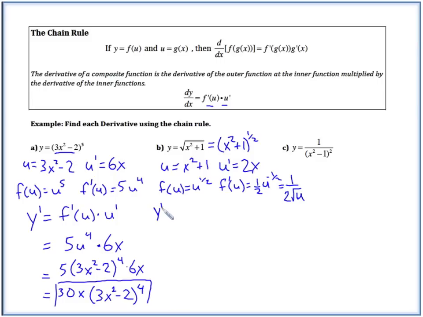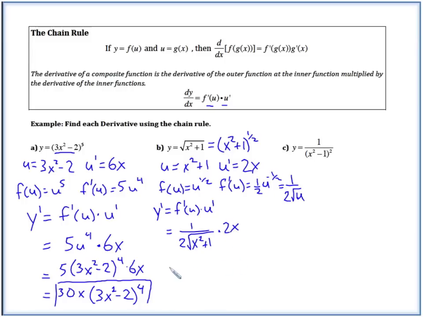So again, y prime is going to be f prime of u times u prime. And we're going to go ahead and substitute in. So f prime of u is 1 over 2 square roots of u. And right here we can substitute u back in right away. So we're just going to substitute our u, x squared plus 1, right back in there. And then times u prime, which was 2x.